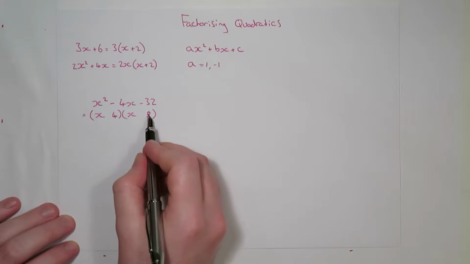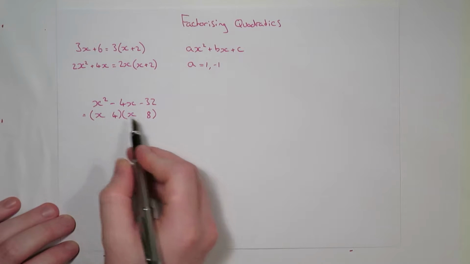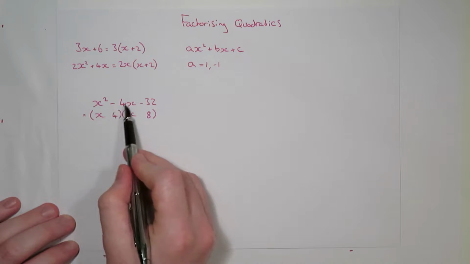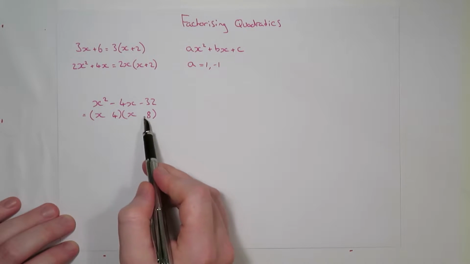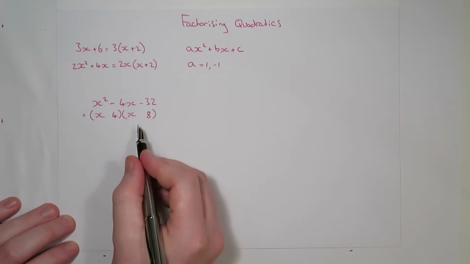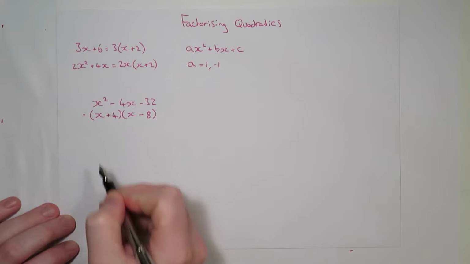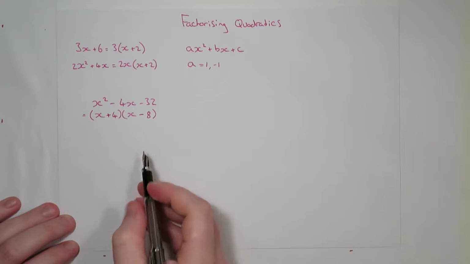Now, if you make the 8 positive, so if we put a plus there and a minus there, then we won't have them adding together to give us minus 4. We will have a positive 8 subtract 4, which is positive 4, not negative. So the 8 has to be negative, the 4 is positive.